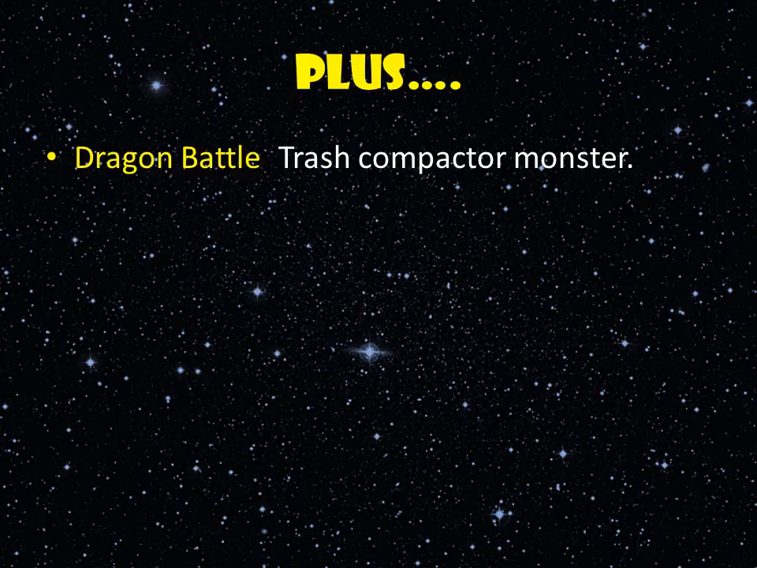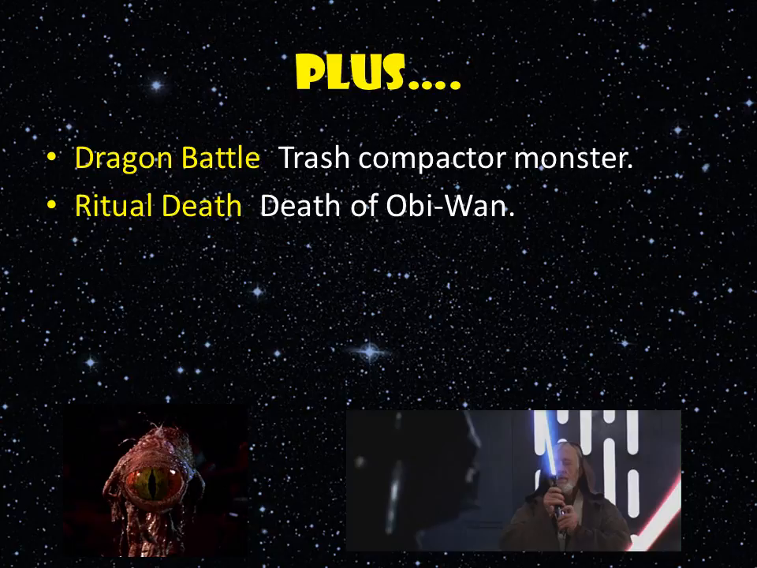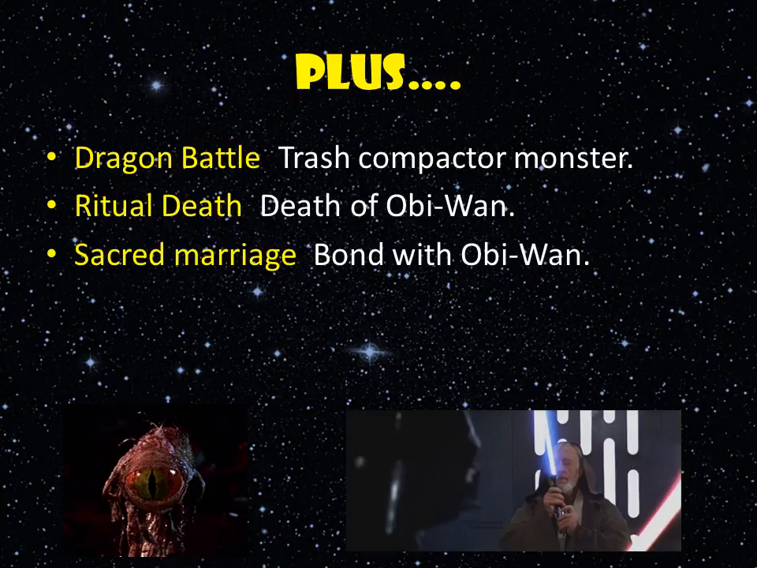There's usually a dragon battle. In this case, we could call it the trash compactor monster. There's usually a ritual death. This would be, in the case of Star Wars, the death of Obi-Wan.